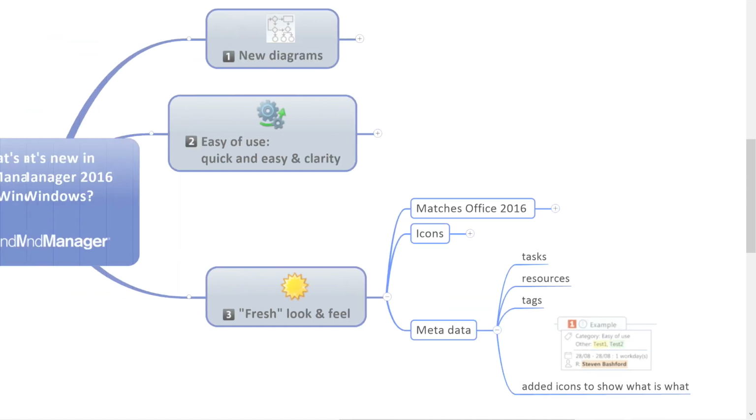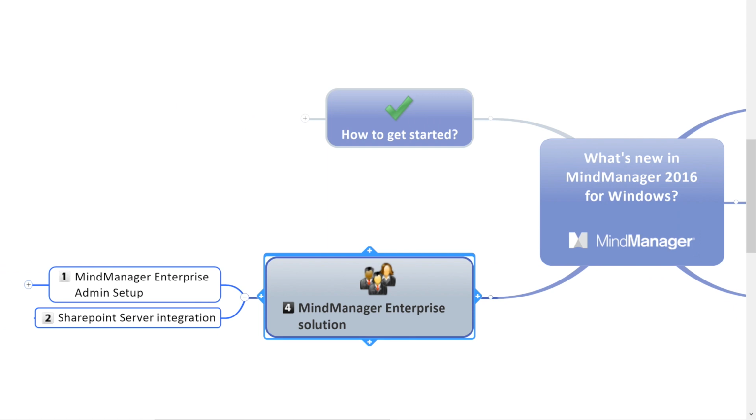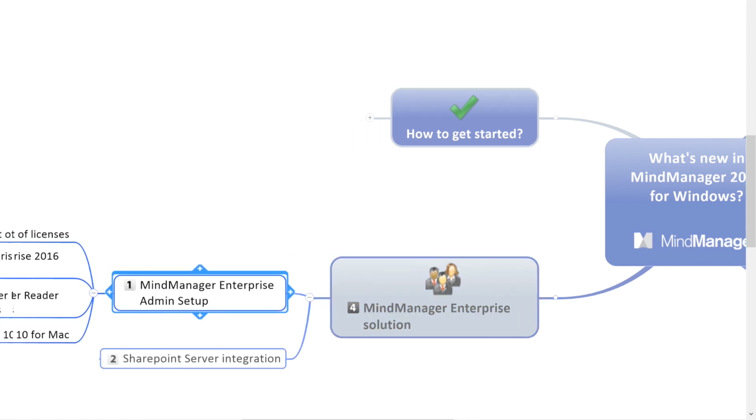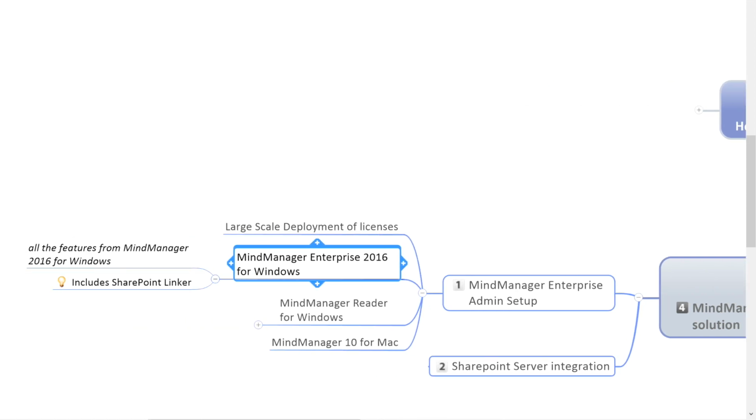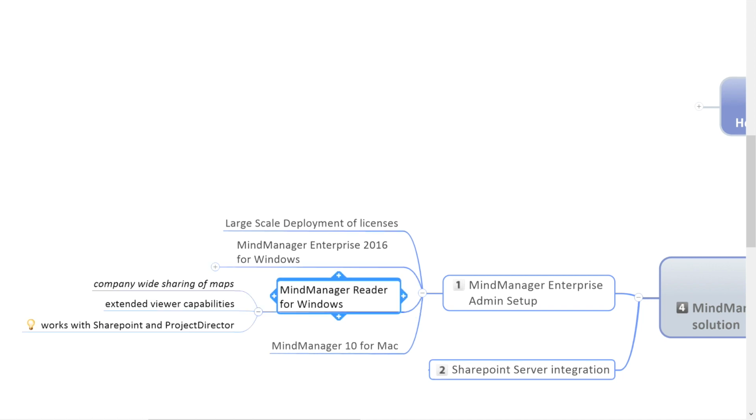Then on the left-hand side of this map, there is some information about a new solution, MindManager Enterprise, also updated for MindManager 2016 for Windows. This includes the admin setup for easy large-scale deployment of licenses. Also, of course, MindManager 2016 for Windows, not just a normal version, but an enterprise version, including the SharePoint linker. Also the reader for MindManager for Windows. So this is a new application. It's not the web-based reader we're used to, but this allows for company-wide sharing of maps. And this also works together with SharePoint and Project Director. And of course, the enterprise package also includes MindManager 10 for Mac.